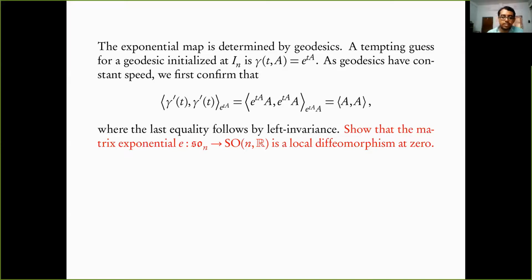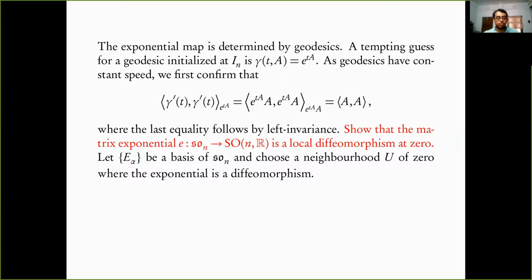Anyway, there's a question which I have maybe discussed in the class or maybe hinted at. This says that the matrix exponential is a local diffeomorphism. So the map A goes to e raised to A is a local diffeomorphism at 0. You have to use the inverse function theorem for this.